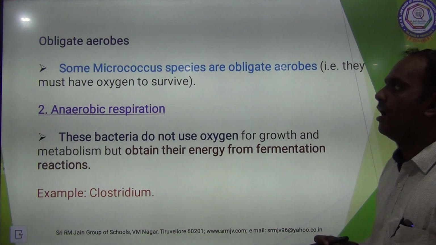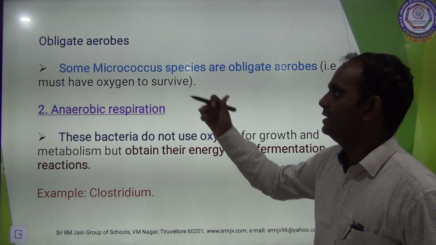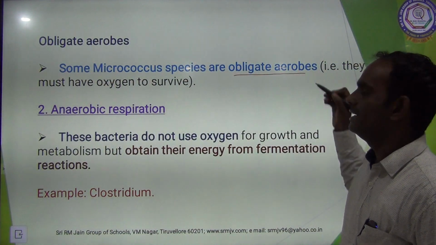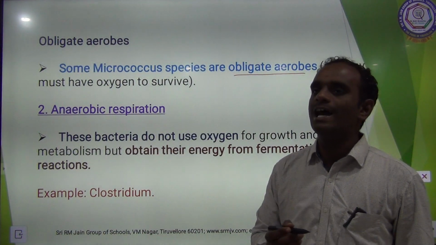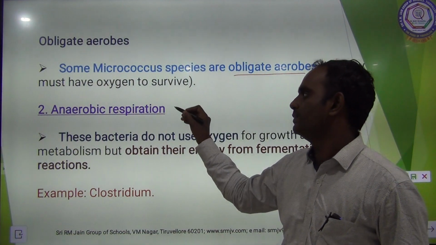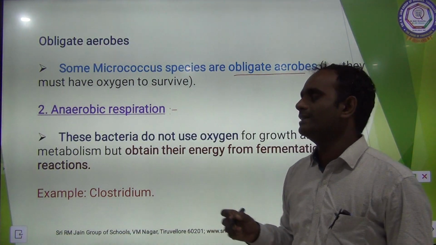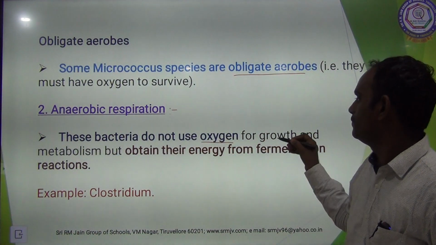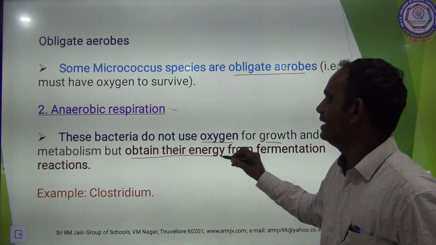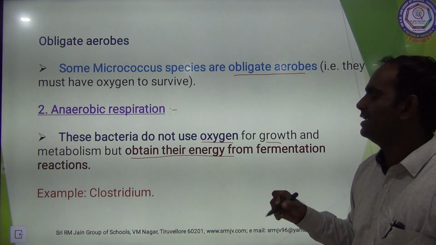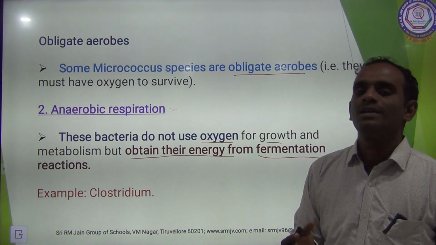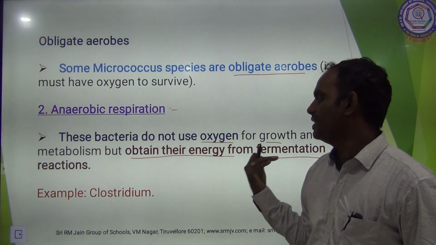So this type of respiration takes place only in the presence of oxygen. And the second one, obligate aerobes. Some Micrococcus species are obligate aerobes, that is, they must have oxygen to survive. Then the second one, anaerobic respiration. In this type, these bacteria do not use oxygen for growth and metabolism, but, very important, they obtain their energy from fermentation reactions. So anaerobic microbes obtain their energy from fermentation reactions.